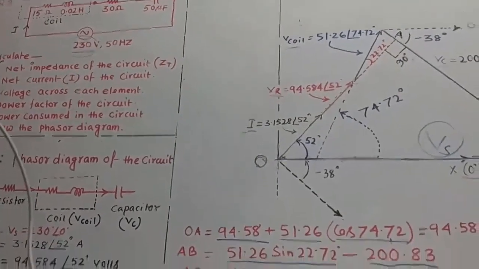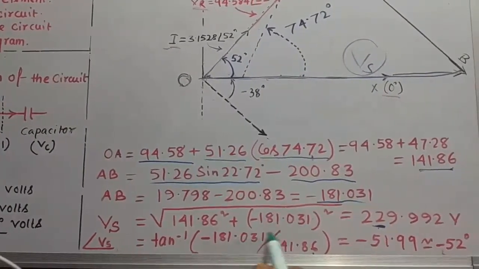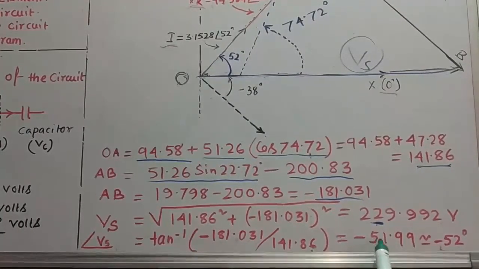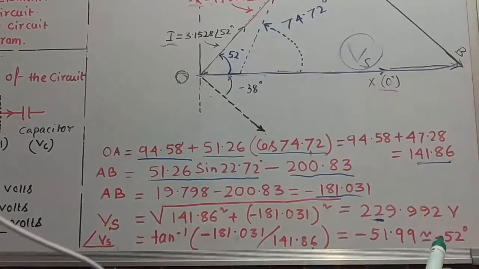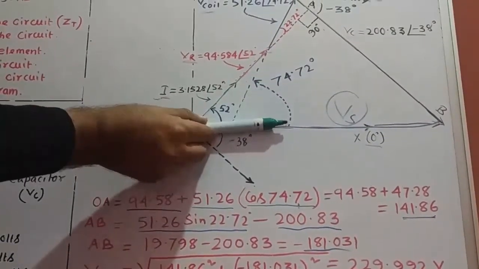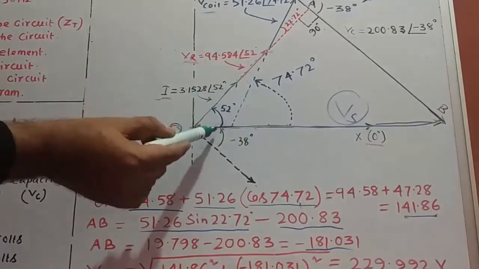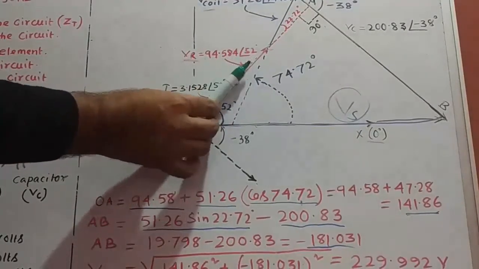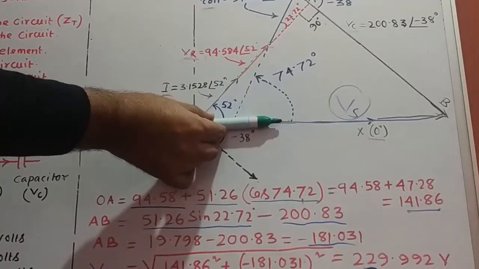Now what is the angle? The angle is tan inverse of minus 181.031 divided by 141.86. It comes to minus 51.99, which is approximately minus 52. So with respect to the current, it is coming to negative 52. That means exactly the zero line, because the current was at a positive 52 angle and we have to plot negative 52. That means it will come to the 0 degree reference line.